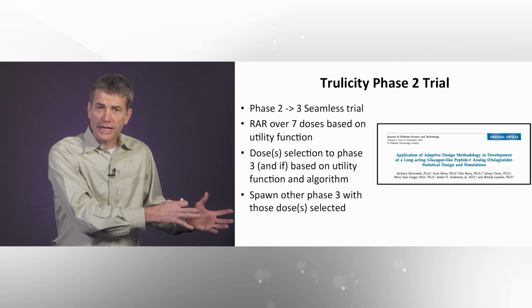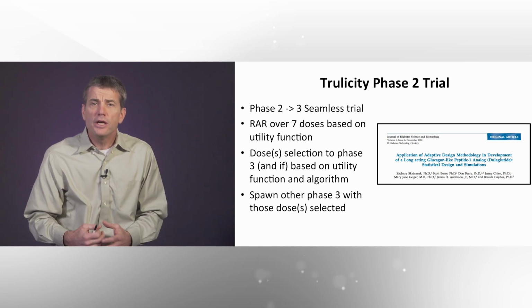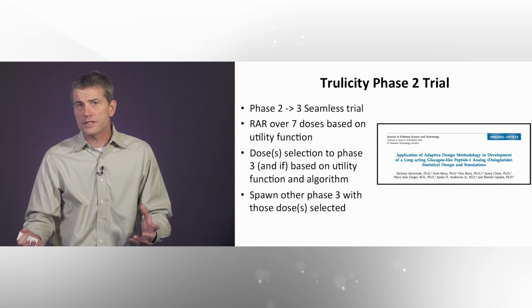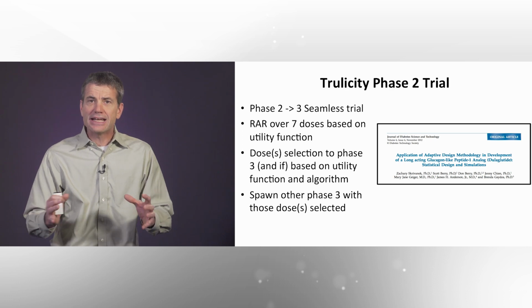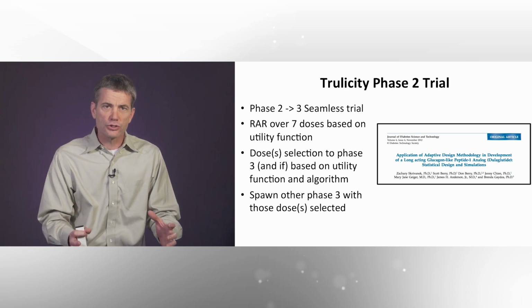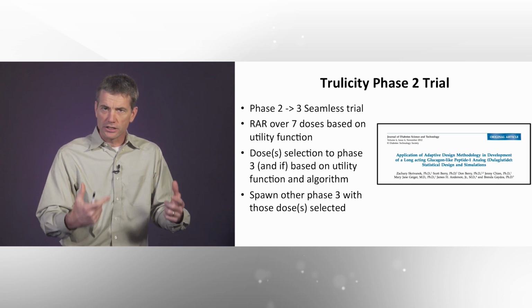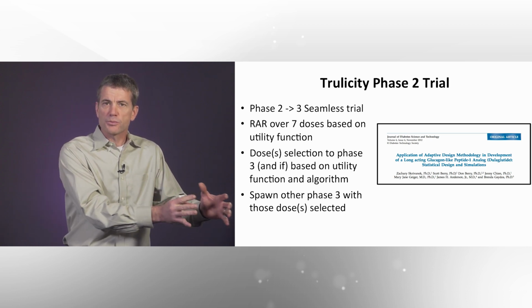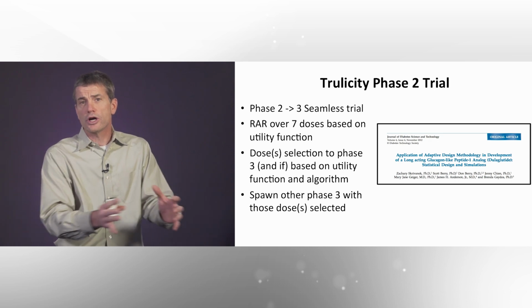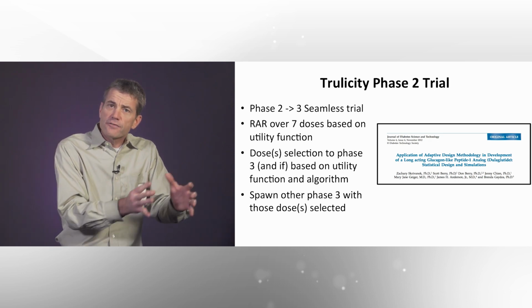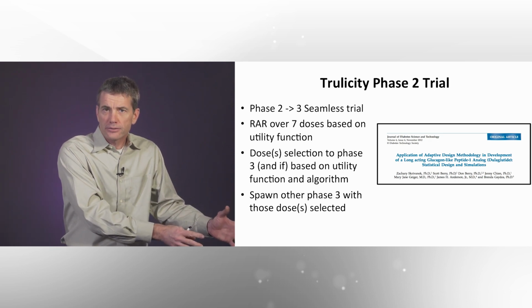I'll describe an example of a phase 2 trial that ran using this technology. The drug is Trulicity. Here is a reference you can look at for the design of the paper. It was a phase 2/3 seamless trial that had 7 doses in phase 2 with response adaptive randomization. During the course of the trial, every 2 weeks, the randomization probabilities for the 7 doses were updated to favor doses that were performing better.